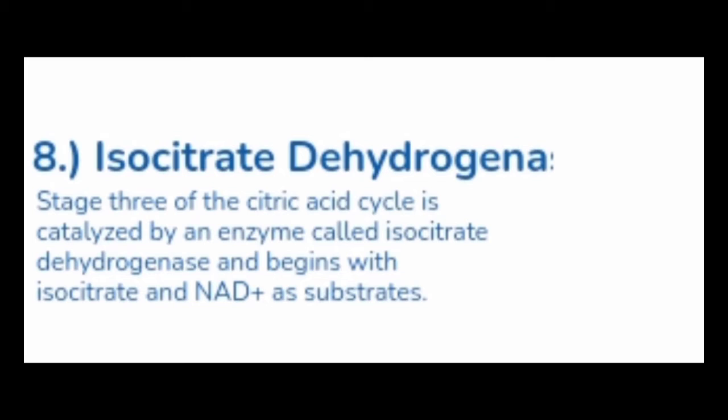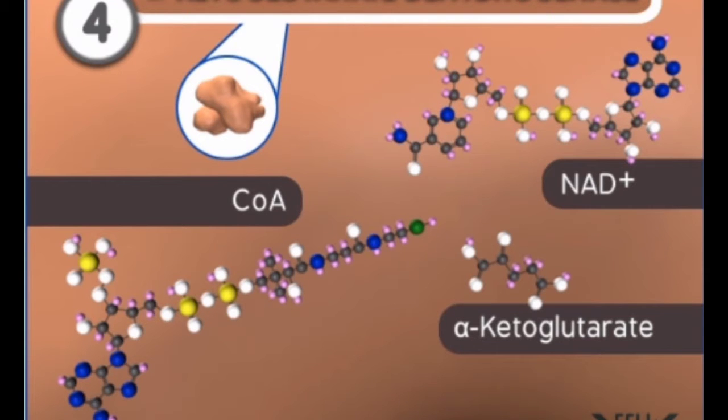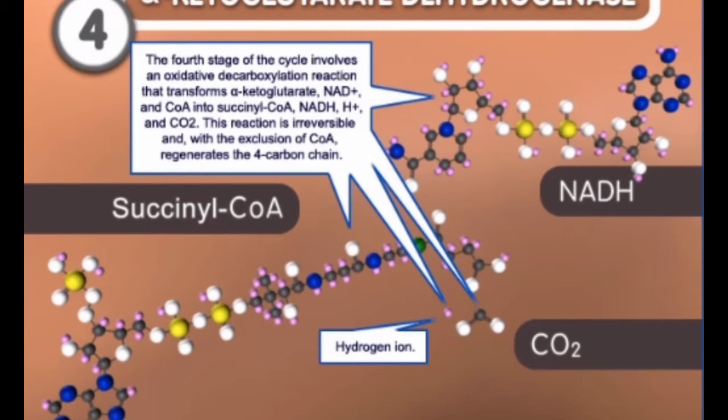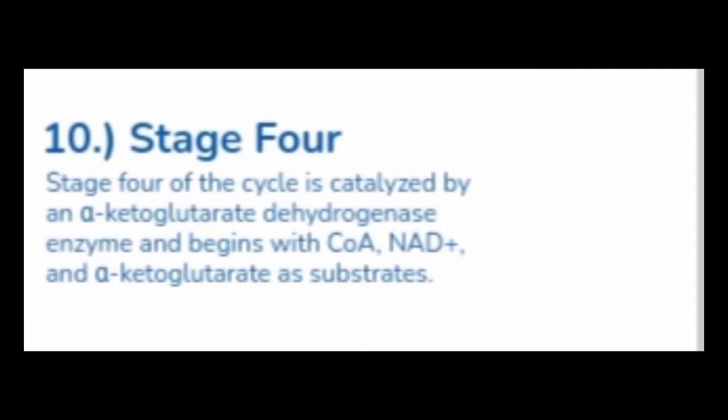Isocitrate dehydrogenase. Stage 3 of the citric acid cycle is catalyzed by an enzyme called isocitrate dehydrogenase and begins with isocitrate and NAD+ as substrates. Alpha-ketoglutarate. The oxidation and carboxylation reactions of stage 3 result in the production of 1 carbon dioxide, 1 H+ ion, and 1 NADH, and a 5-carbon alpha-ketoglutarate. Stage 4 of the cycle is catalyzed by the alpha-ketoglutarate dehydrogenase enzyme and begins with CoA, NAD+, and alpha-ketoglutarate as substrates.